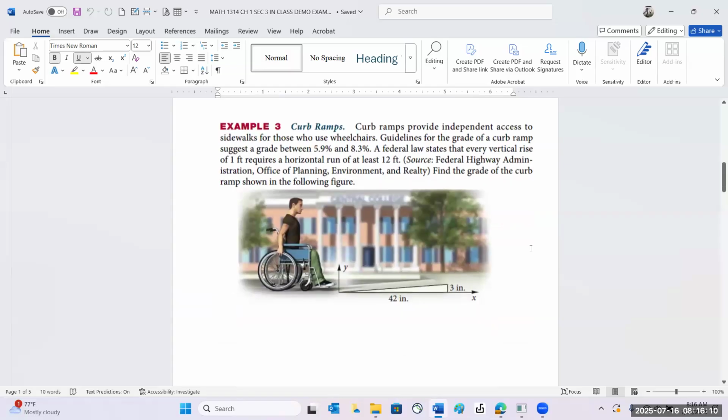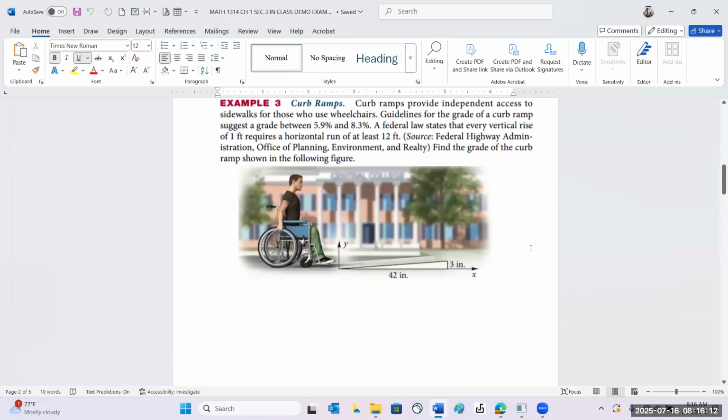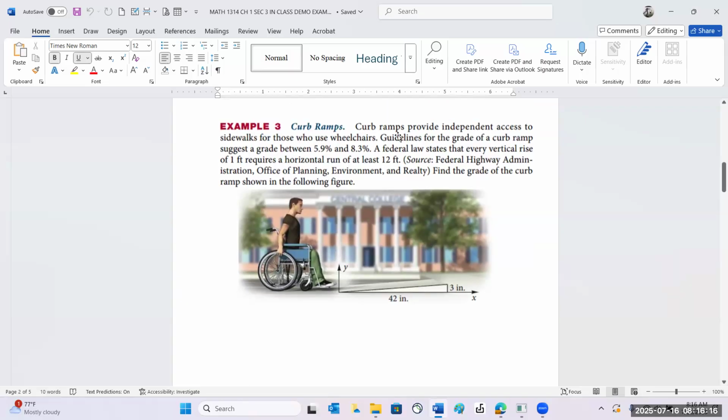So here's an example: curb ramps for handicapped persons, wheelchairs. Curb ramps provide independent access to sidewalks for those in wheelchairs. Guidelines for the grade of the curb ramp suggest a grade between 5.9 and 8.3%. What is an 8? What is a percent? It's the grade, but what exactly is a percent?